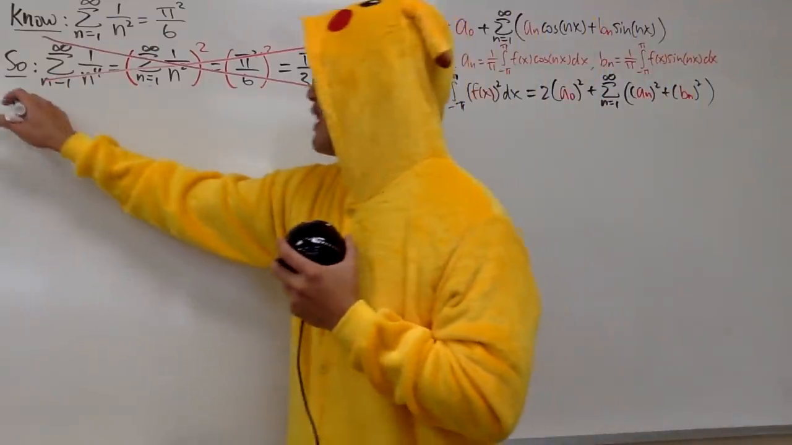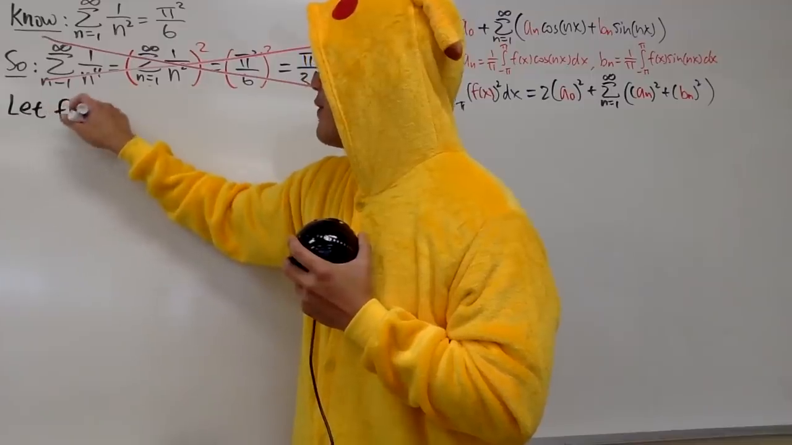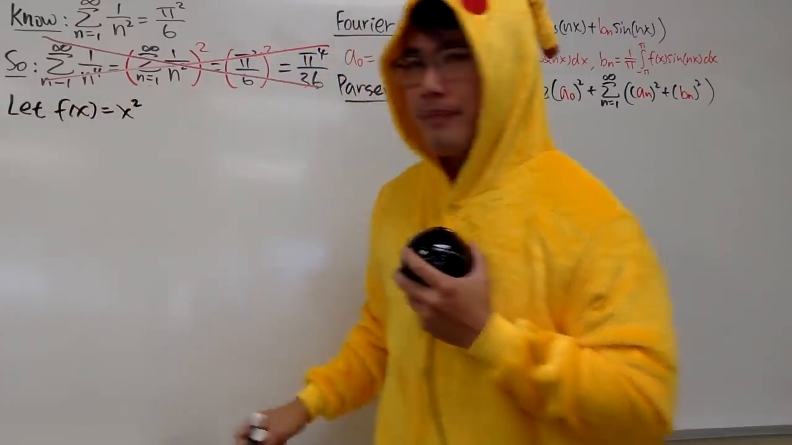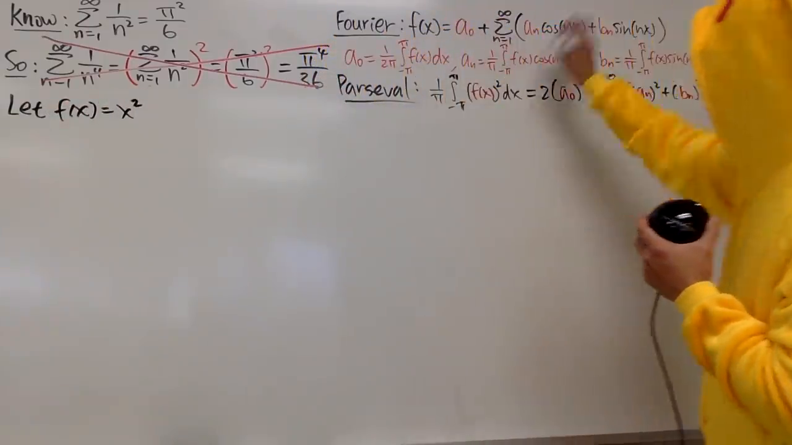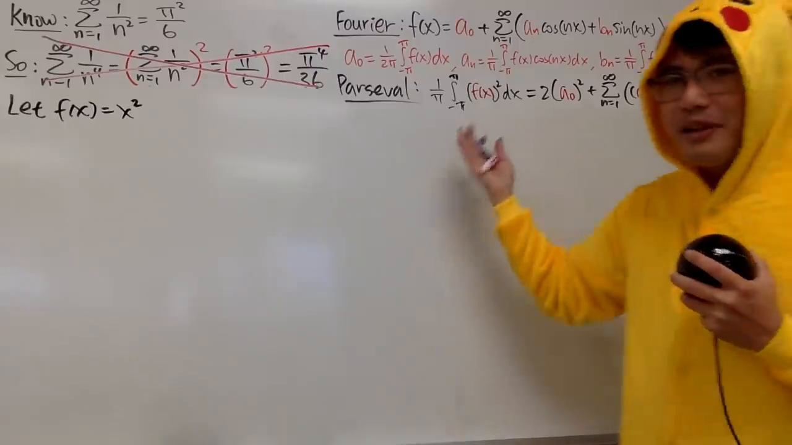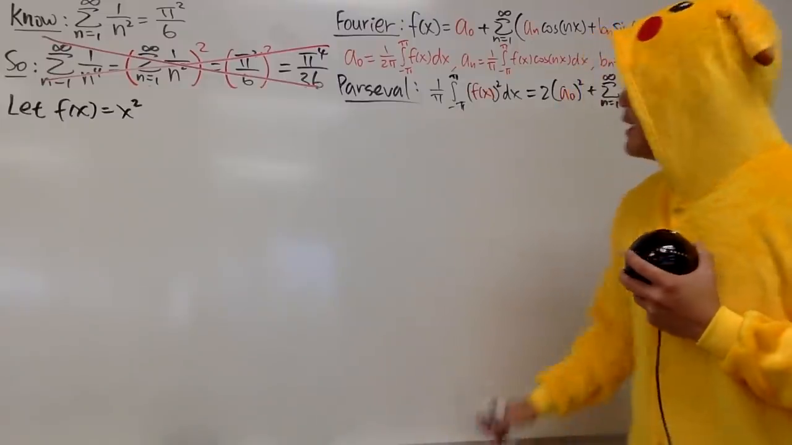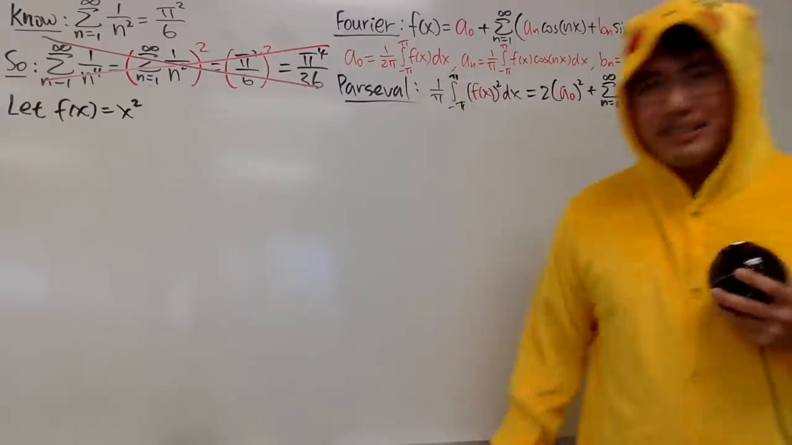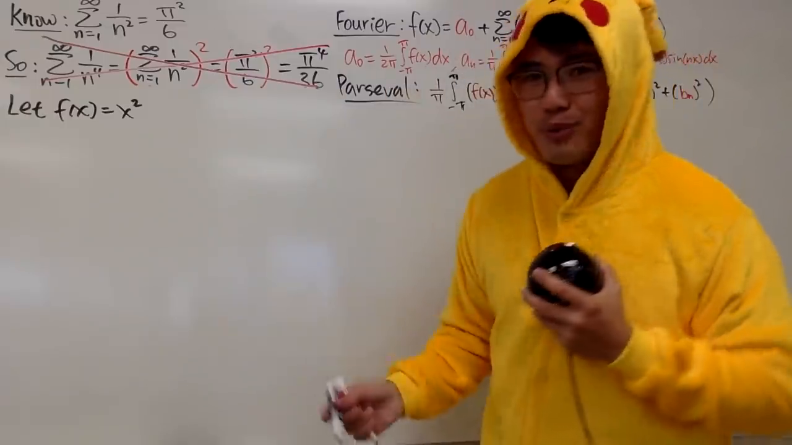So let me just write this down right here for you guys. Let f of x equal x squared. And then we just have to work out this, this, and that, and then draw everything here, and then see what happens, right? Okay, so let's do a0 first, or a0, however you want to pronounce it.